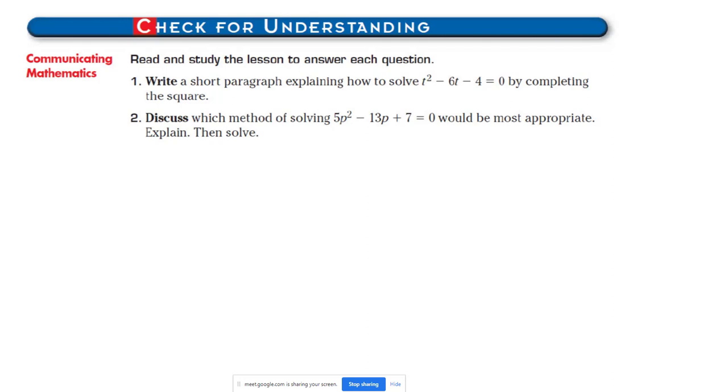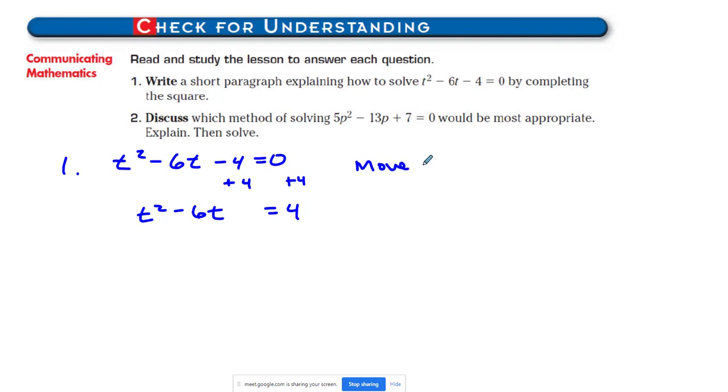So for number 1, let me start with t squared minus 6t minus 4. The first step is to move this minus 4 to the other side by adding 4 to both sides. So we have t squared minus 6t equals 4. So move negative 4 to the other side. So this might actually not be a paragraph. This might just be like a couple of sentences. So you move the negative 4 to the other side.